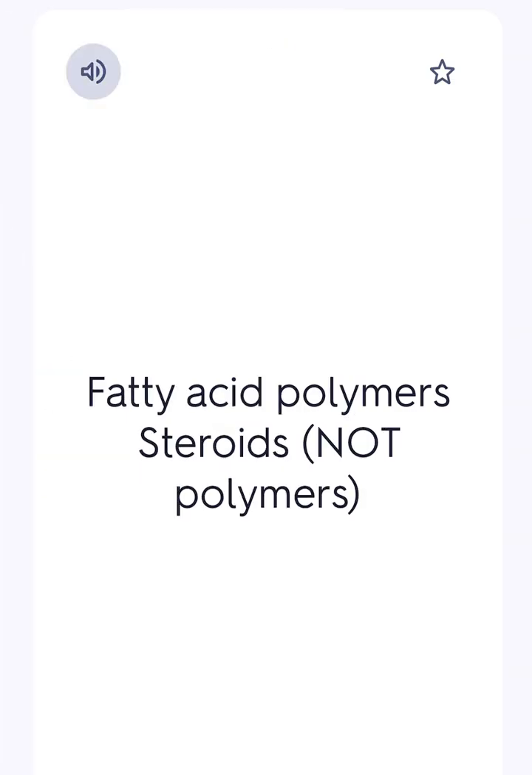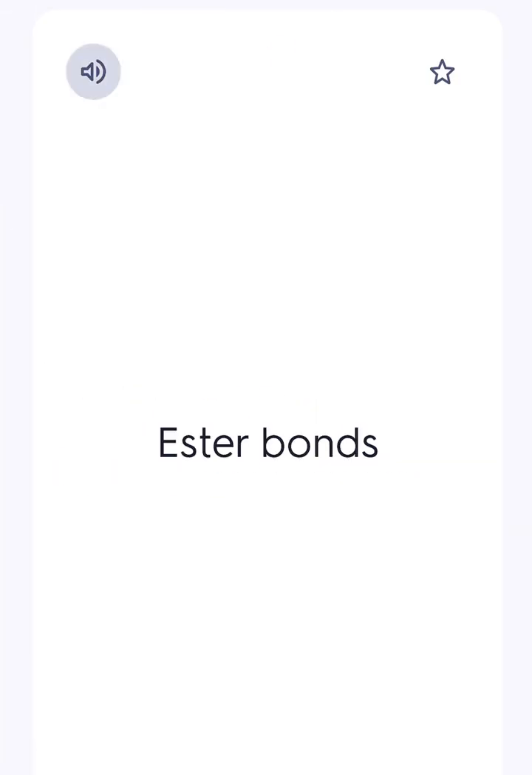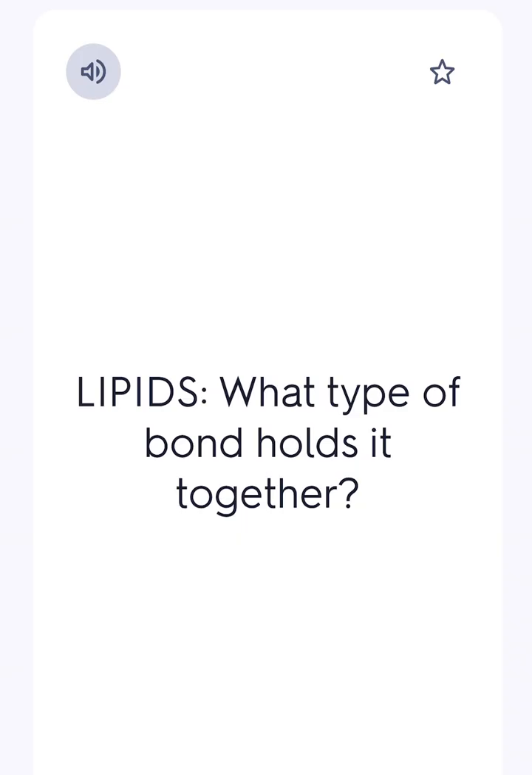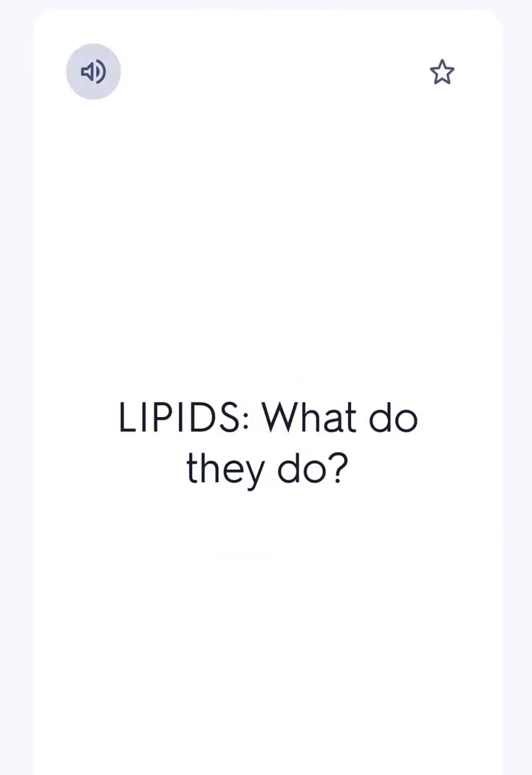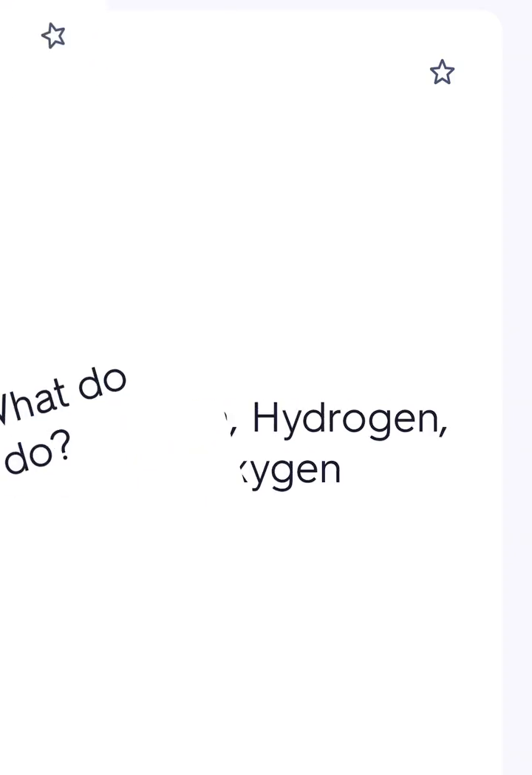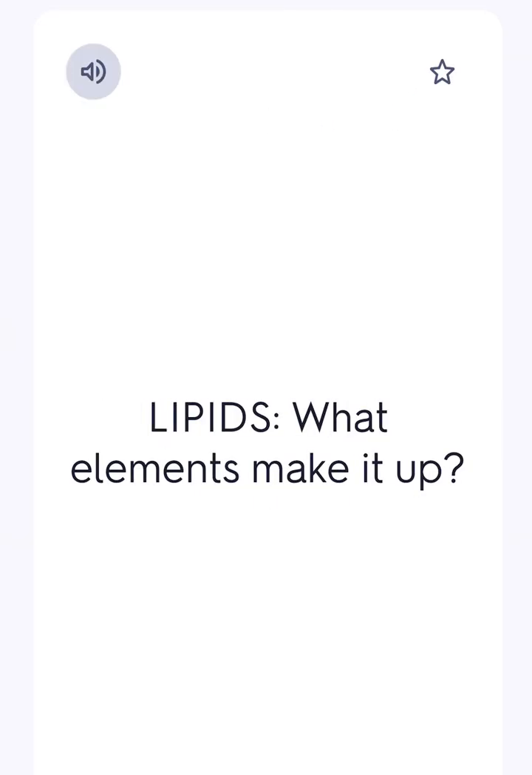Lipids, what is the subunit? Fatty acid polymers, steroids. What type of bond holds it together? Ester bonds. What do they do? Energy reserves, help make up cell membranes, messenger molecules. What elements make it up? Carbon, hydrogen, oxygen.